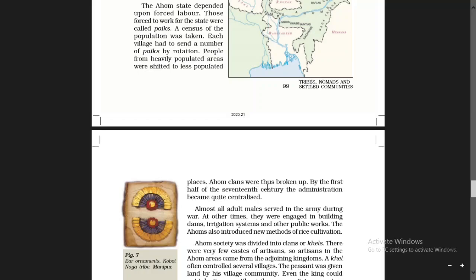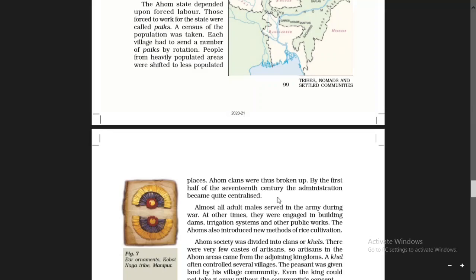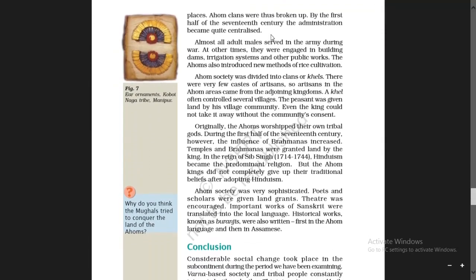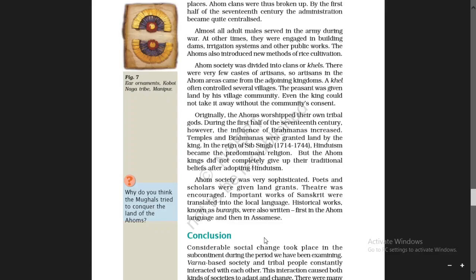Ahom clans were thus broken up. In this way, the Ahom clans were broken up. By the first half of the 17th century, the administration became quite centralized, concentrated under a single authority.